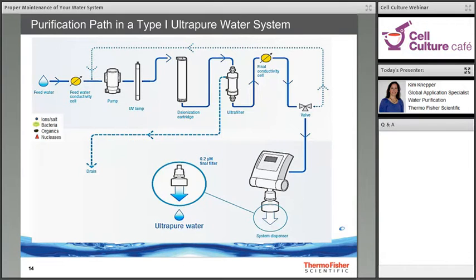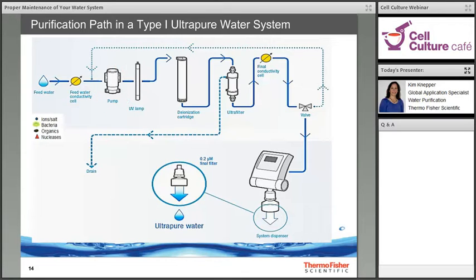Next, let's look at the purification path of a type 1 system and how it works to purify water. So as the water enters the ultrapure water system, a great feature is the feed water conductivity cell to identify the quality of the water coming into the system. So if there is a breach in the feed water quality, the lab can be alerted, so either the feed water issue can be identified or the type 1 system can be shut off until the issue is resolved. Feed water problems can exhaust consumables very quickly.